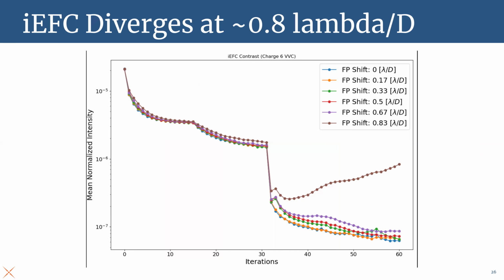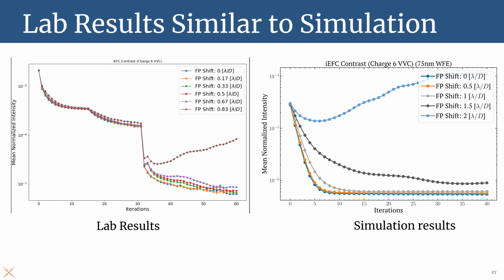So ultimately the results from my experiments: as I shift the PSF off axis, we see that at around 0.8 lambda over D, the contrast or the solution diverges. And this is similar to what we see in our simulations, where we get this divergence at above 1 lambda over D. And this makes sense that the simulations would be less sensitive because we have more wavefront errors within our actual test bed than within the simulation results.